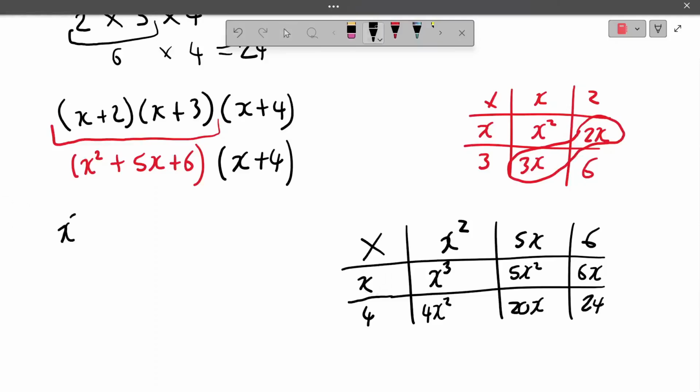So we have x cubed. Group the x squared terms together, you get plus 9x squared. 20x plus 6x is plus 26x. Then you get plus 24. And you can do the same with 4 brackets or 5 brackets or so on.